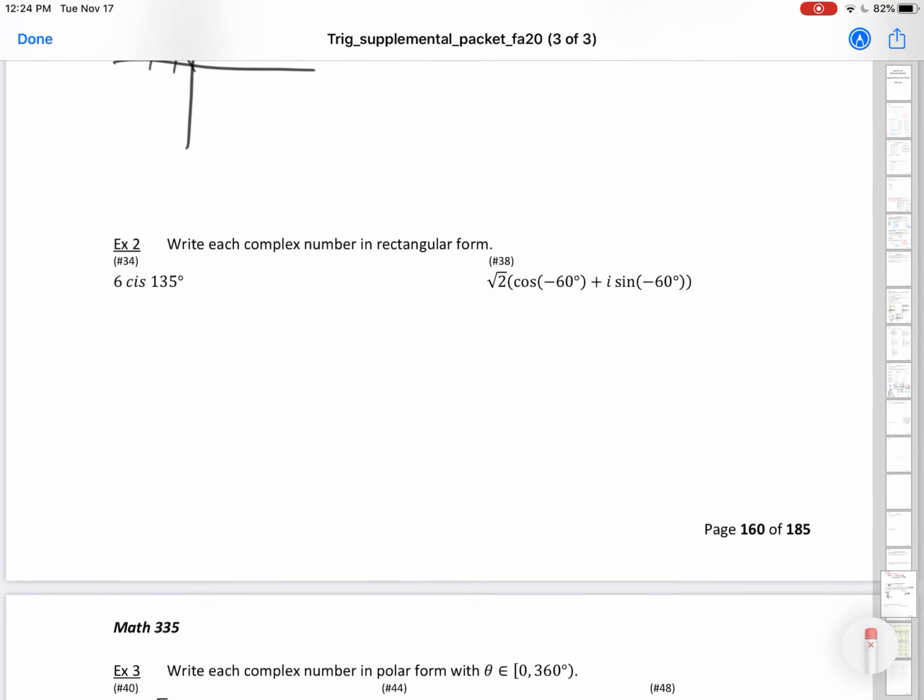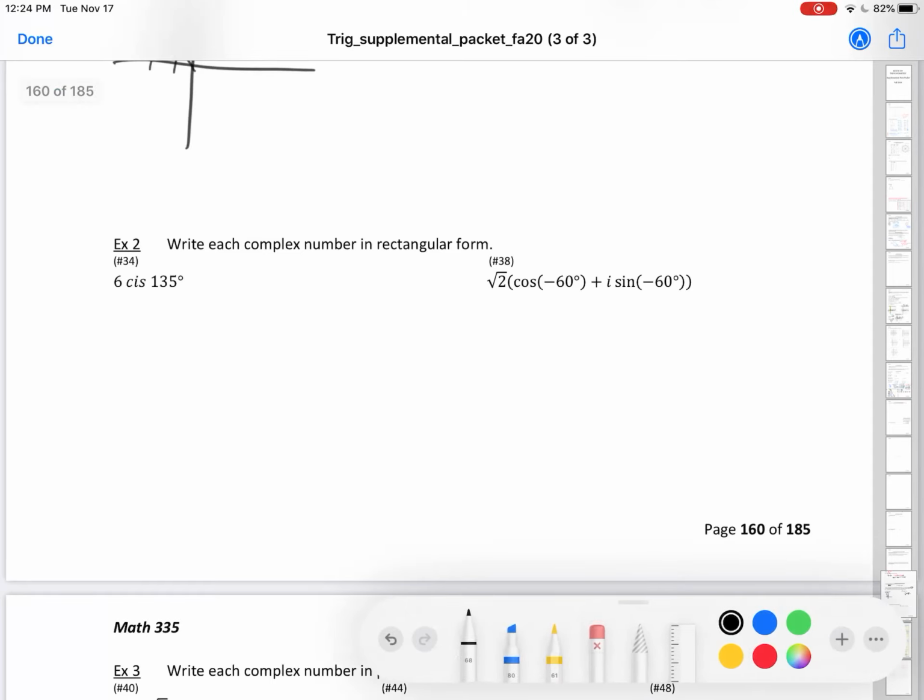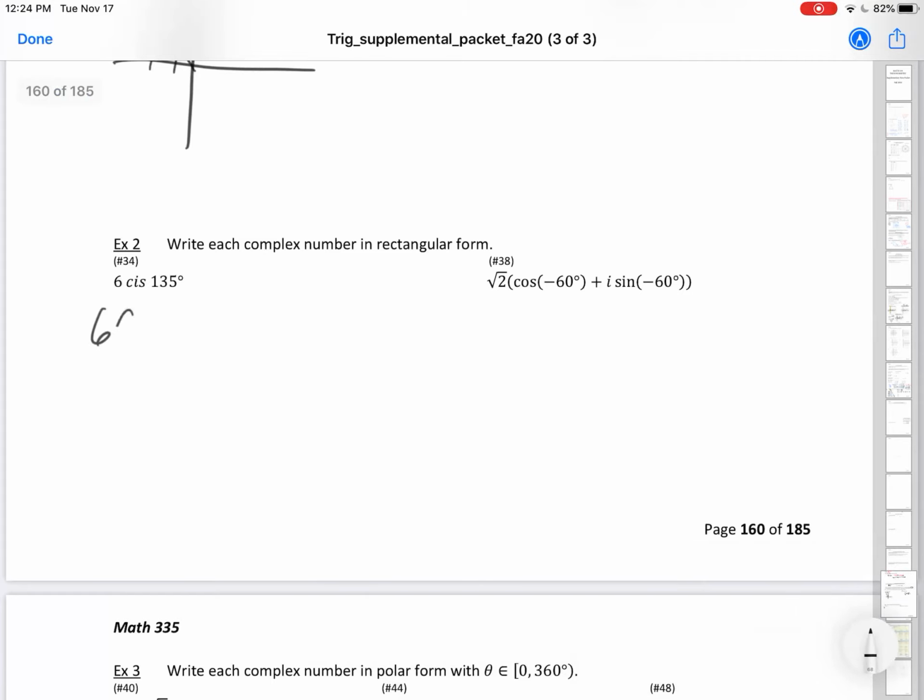So write each complex number in its rectangular form. It's pretty easy. Remember what this is. In order to translate from polar form to rectangular form, all you have to do is do the trig. And remember what this is. So what is the cosine of 135 degrees? Hopefully you know that it's negative root 2 over 2 almost instantaneously.